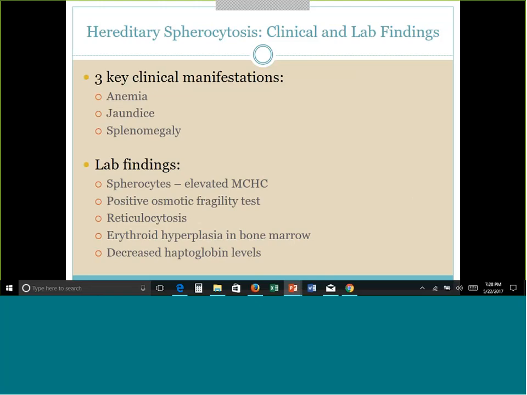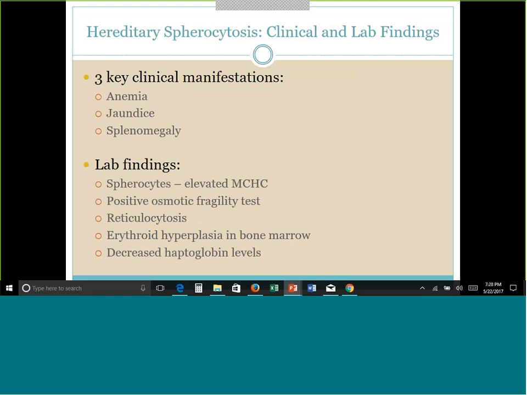an enlargement of that spleen. But at any rate, it's going to cause enlargement of the spleen because that's where it's happening and they're getting stuck and causing issues in that spleen.